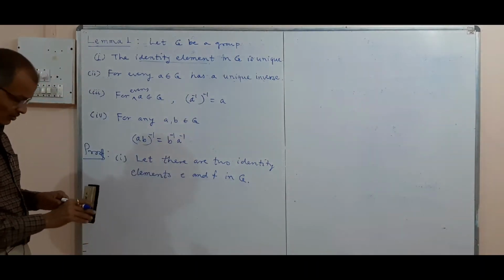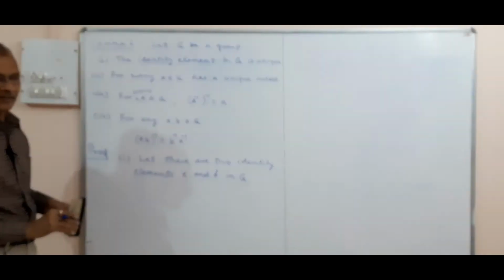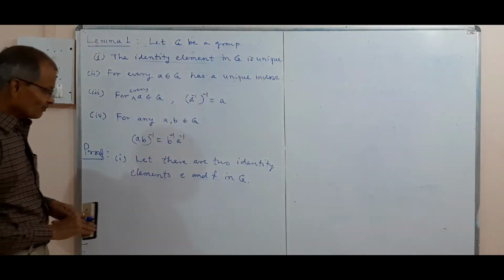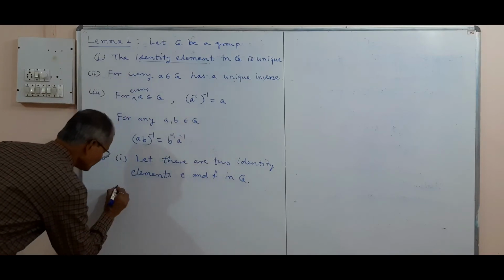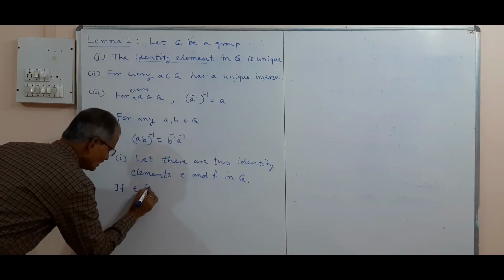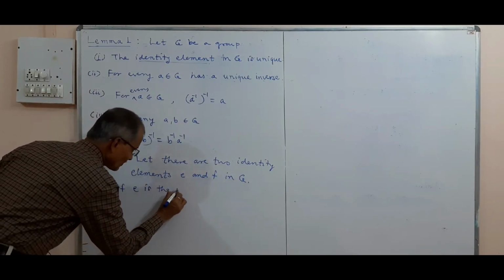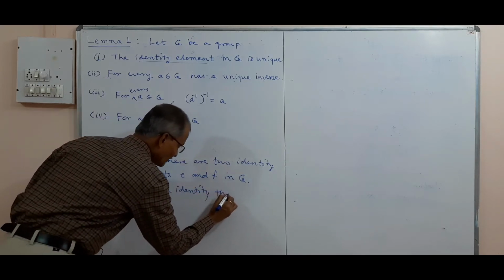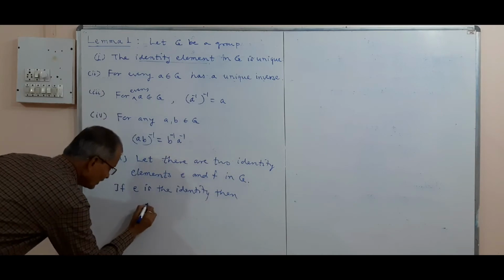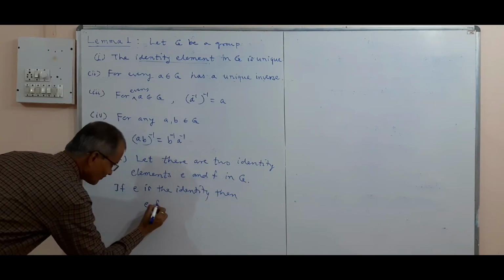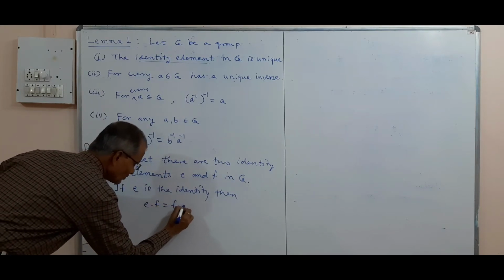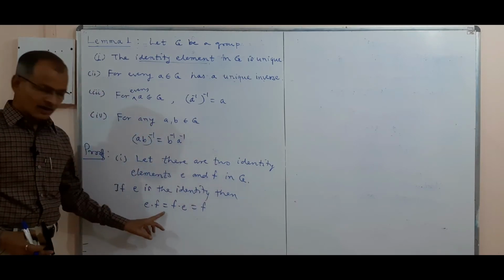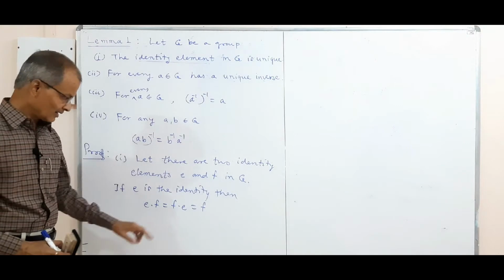Now we shall use the definition of identity element. So that's why the definitions are important. If e is the identity element, then we have e into f, where f is the other element. e into f is equal to f into e is equal to f, because e is the identity. This is the definition of identity element.